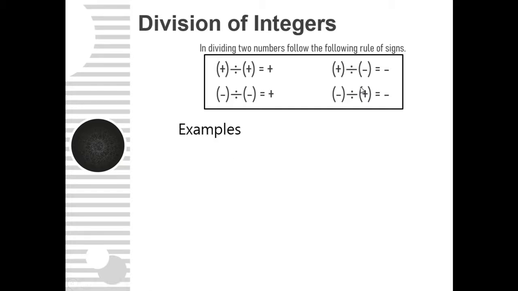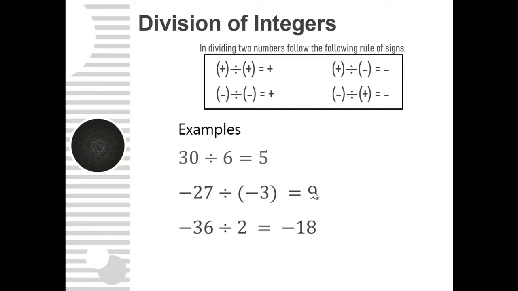Say for example, 30 divided by 6, both of them are positive, so positive 5. Negative 27 divided by negative 3, both are negative, the answer is positive, since they have the same sign. Then, negative 36 divided by 2, they do not have the same sign, so negative 18. 40 divided by negative 5, not the same sign, so negative 8. So, that's for division of integers.